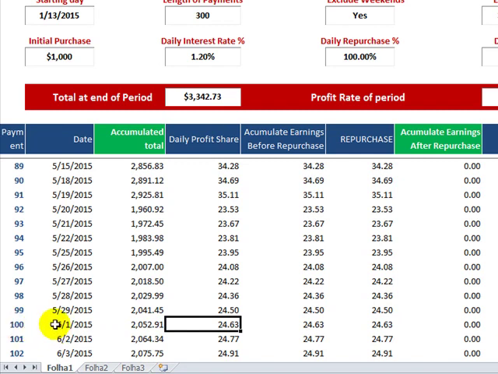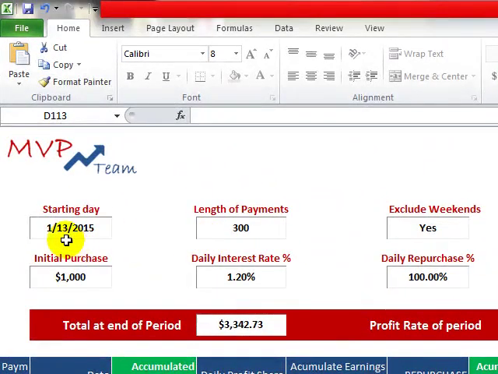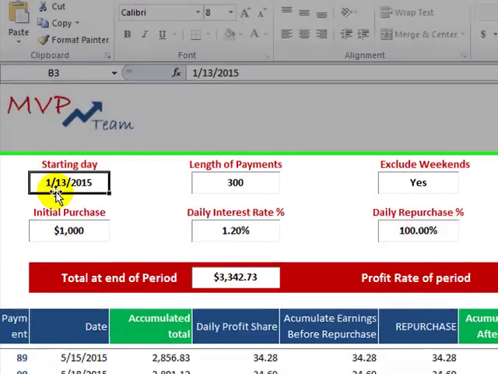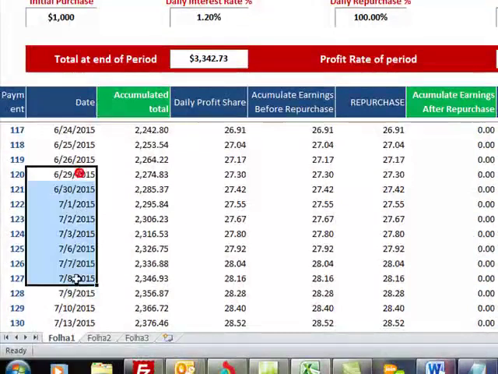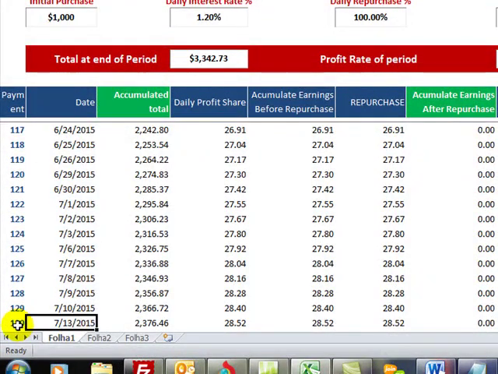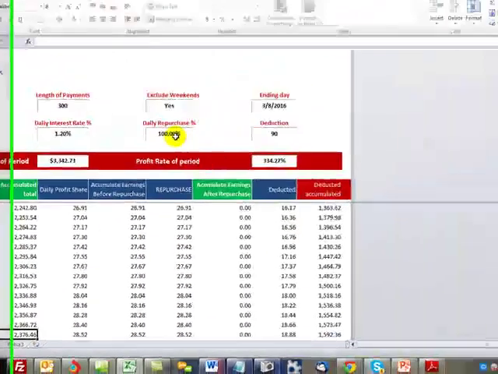So let's continue on. So for example, if you want to leave your money in there for 6 months, 6 months from the starting date would be July 13. So let's scroll down here. July 13. You can look up the date column. July 13. So it'll be on the 130th payment. So if you leave your money in there for 6 months, your 1,000 would grow to 2,376. Okay, again, this is leaving it at 100% repurchase.